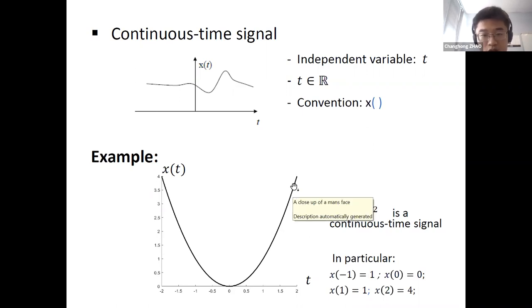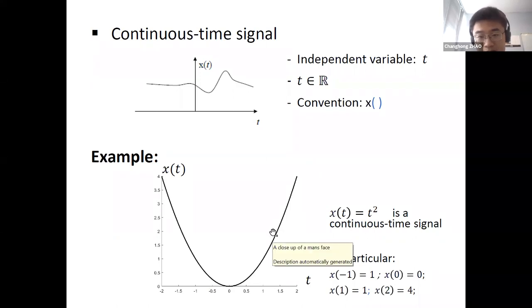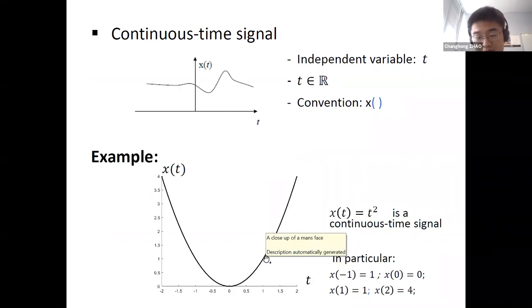So this plot should be very familiar to you. In particular, from this plot, we can mark any data point that connects a time t to the value of the signal x of t at that time. For example, at time t equals minus one, we can read from this curve that x of t equals one; at t equals zero, x of zero equals zero, and so on. But again, for continuous time signals, the time is not restricted to minus one, zero, and two. It can be any real number, rational or irrational. For example, x of 0.5, you can get its value. x of square root of 2, you can have a corresponding value.